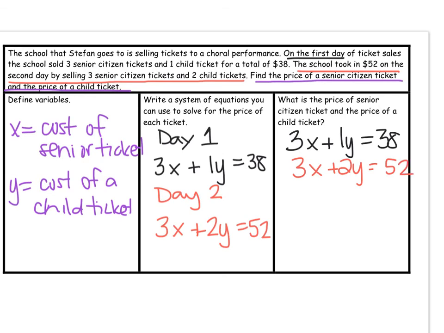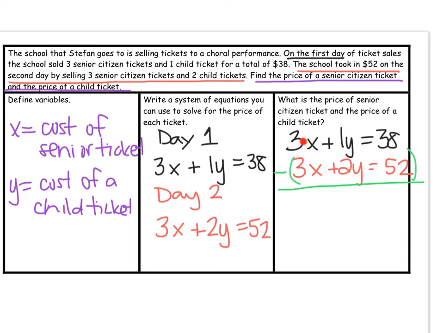So again, you can decide, do you want to change one of them into y equals and use substitution? Do you want to use elimination? And this is a good example again of where we can use elimination. If we look at the coefficients of x, they're the same. So if we subtract the x's, the y's, and the constants over here, we can eliminate x. So that's what we're going to do. We're going to subtract 3x plus 2y equals 52 from the equation above.